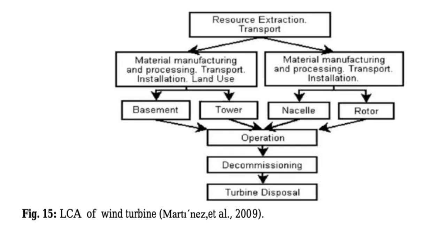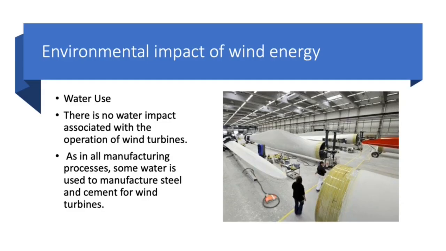This goes to show that not only is the production of energy considered for the emission of greenhouse gas emissions, but the entire process. Water use. As I mentioned earlier, there is no water impact associated with the operation of wind turbines. There is some water used to manufacture steel and cement for the turbines.